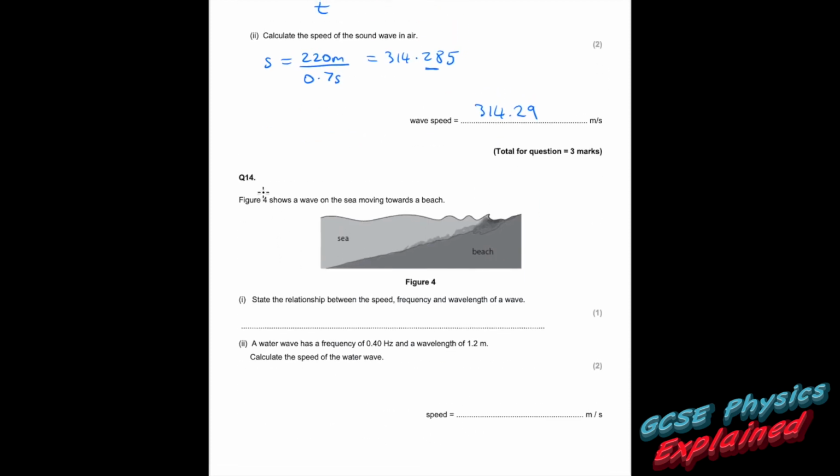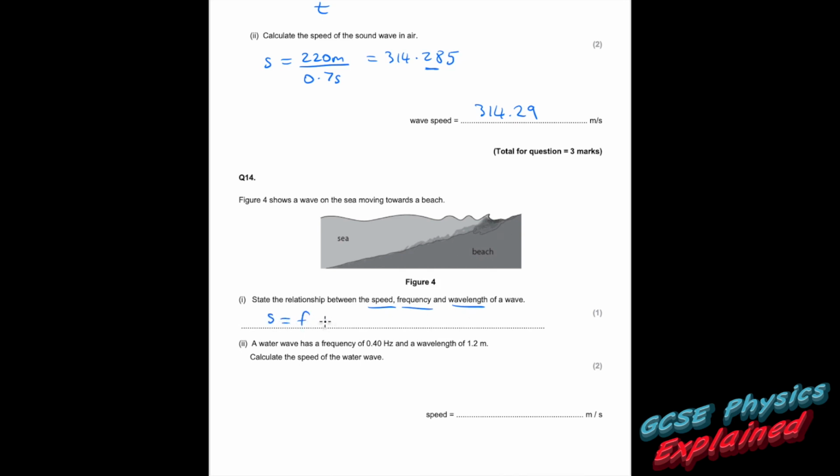Question 14, the last question. Figure 4 shows a wave on the sea moving towards a beach. Well, we saw this picture in question 8. So they love using the same pictures each year as well, sometimes. Part 1. State the relationship between the speed, frequency and wavelength. I mean, how many times have we seen this now?